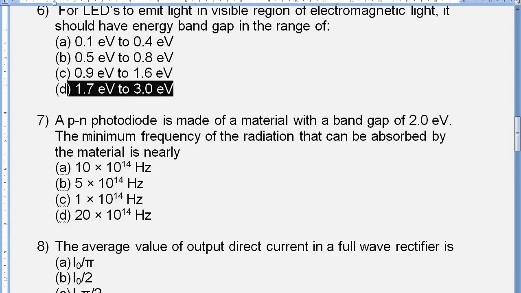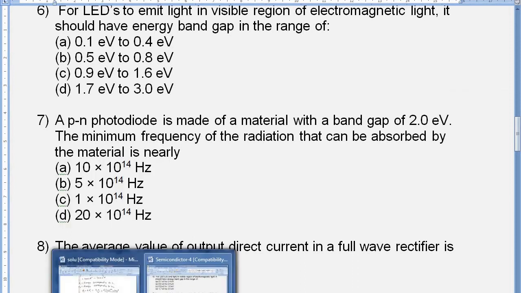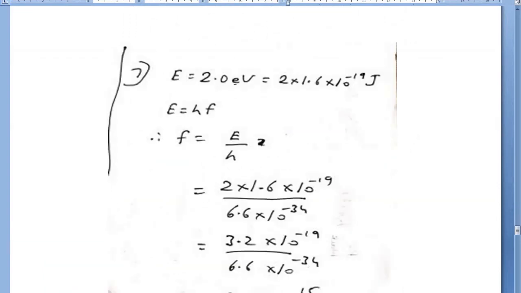Next, a PN photodiode is made of a material with a band gap of 2.0 electron volt. The minimum frequency of radiation that can be absorbed by the material is nearly, and some options are given. We want to calculate the minimum frequency which will be absorbed by this band gap. This is almost similar to the previous one. Here E is given as 2.0 electron volt. We convert it into joules by multiplying by 1.6 into 10 to the minus 19. Now we know E equals h into f, so frequency is E upon h.